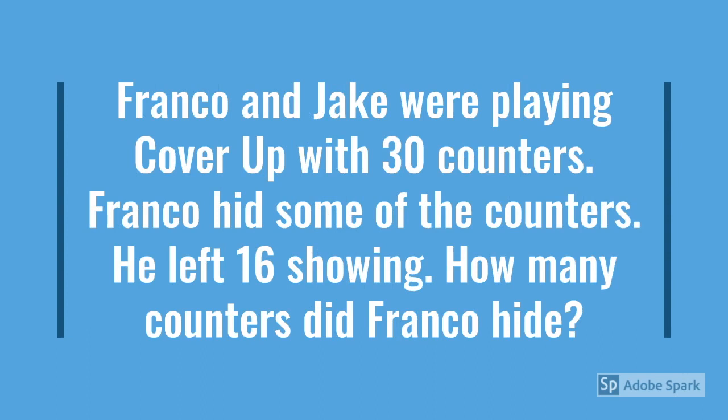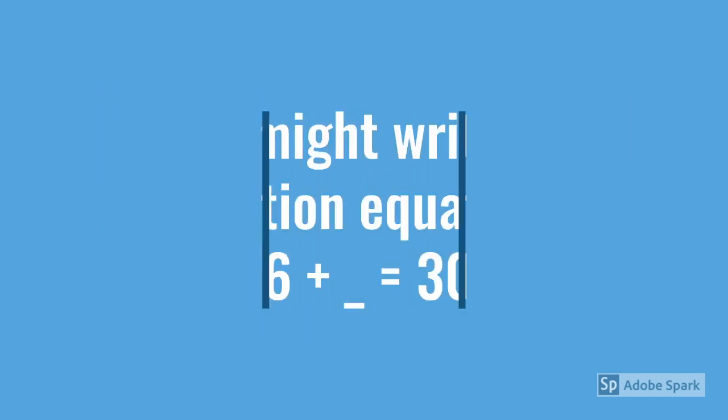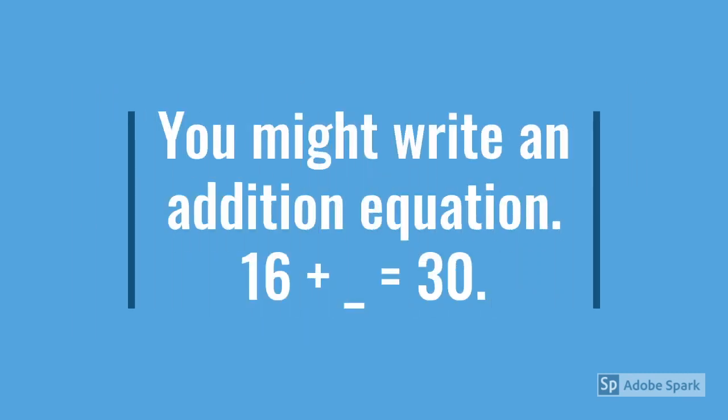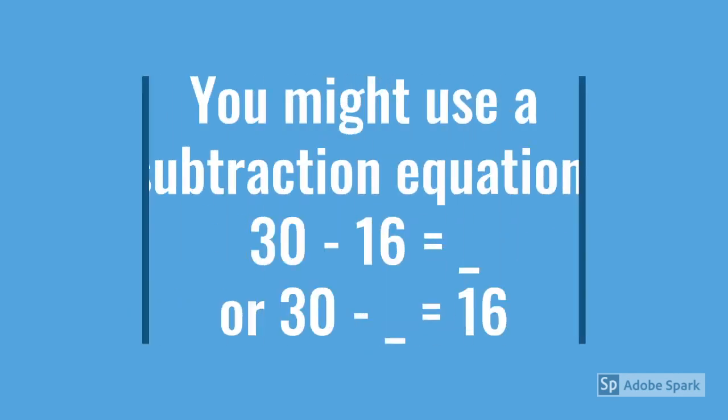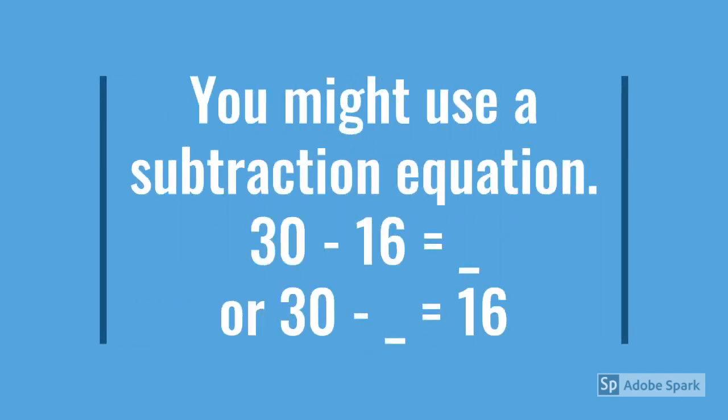Franco and Jake were playing cover up with 30 counters. Franco hid some of the counters. He left 16 showing. How many counters did Franco hide? You might write an addition equation. 16 plus blank equals 30. You might write a subtraction equation. 30 minus 16 equals blank, or 30 minus blank equals 16.